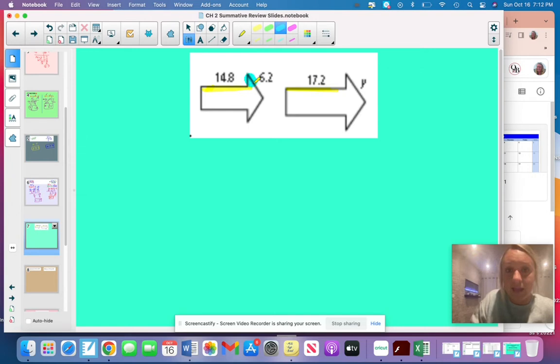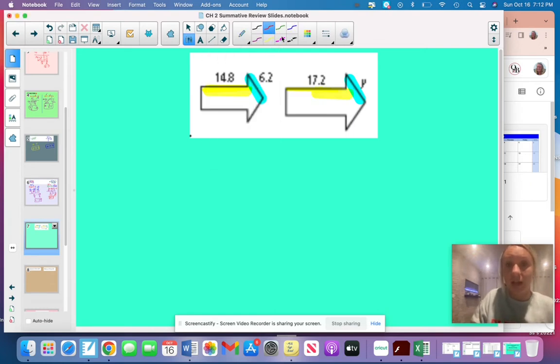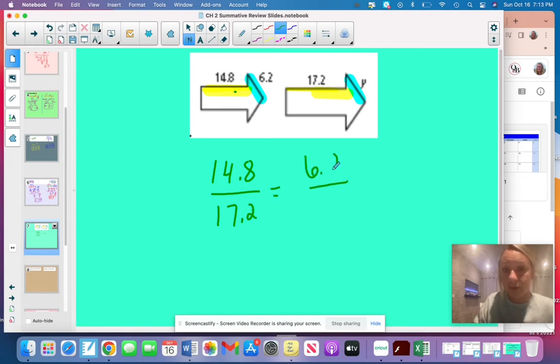And then this side is in correspondence with this side. Okay, so when we set up our proportion, because we're trying to solve for y, we'll have 14.8 over 17.2. Notice you've got yellow over yellow equals 6.2 over y, blue over blue. Now, this is pretty much just quick calculator work.